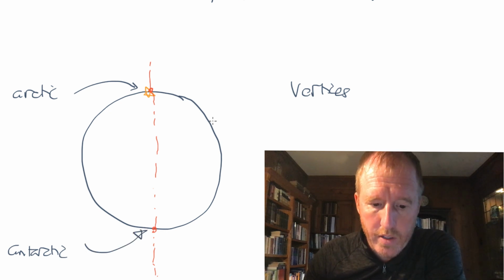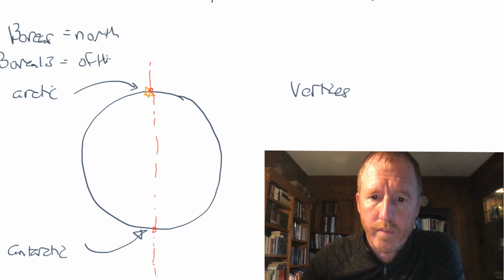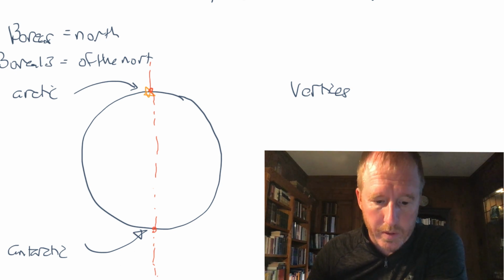And then he mentions the term Boreas. Well, I guess maybe I'll mention the Latin terminology. So Boreas in Latin means north, and so Borealis is having to do or of the north. I think he mentions this as well. So this is the boreal pole, and that's the Antarctic pole.